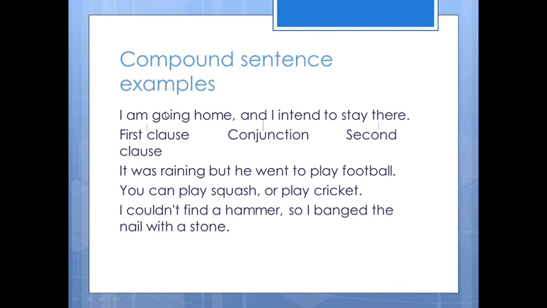Compound sentence examples: I am going home and I intend to stay there. First clause, I am going home, and is the conjunction, and the second clause is I intend to stay there. It was raining but he went to play football. It was raining is the first clause, but is the conjunction. He went to play football is the second clause. You can play squash, the first clause, or play cricket is the second clause. I couldn't find a hammer, so I banged the nail with a stone. The first clause is I couldn't find a hammer, and the second clause is so I banged the nail with a stone.